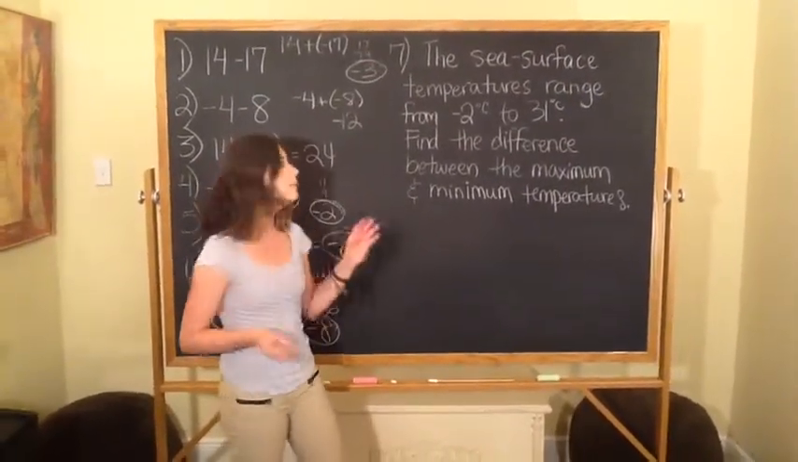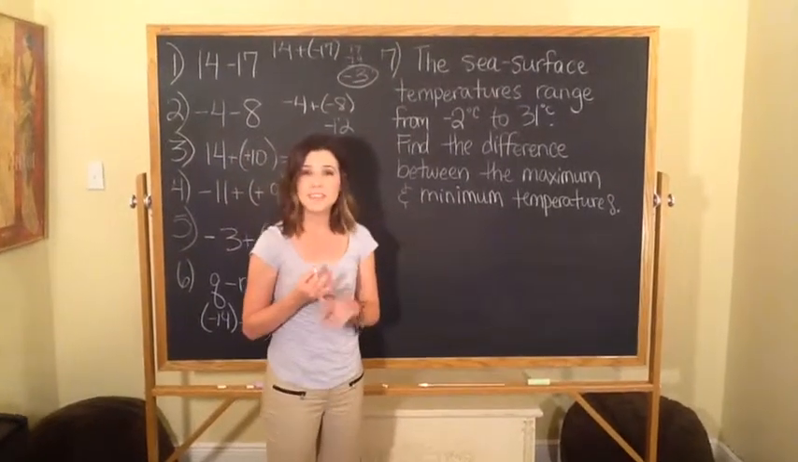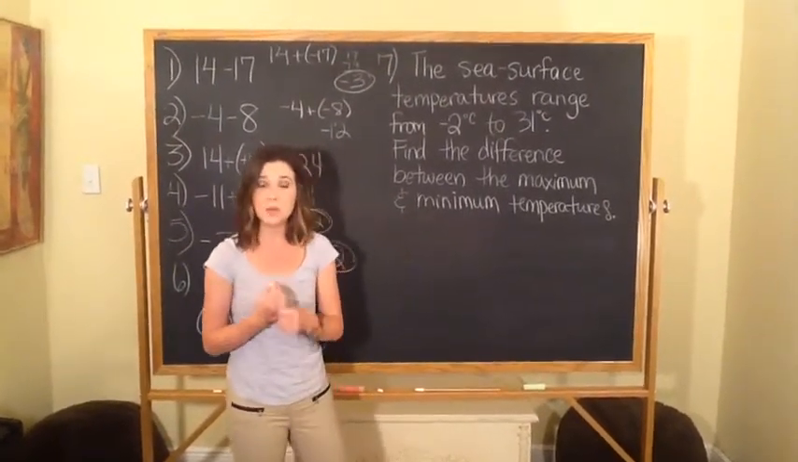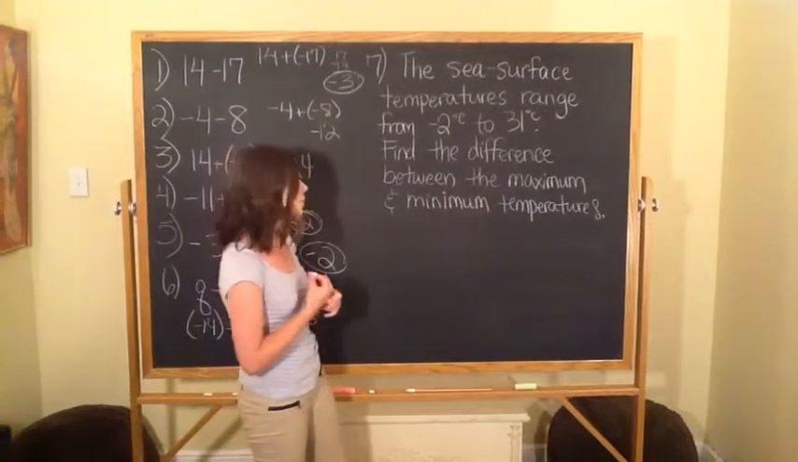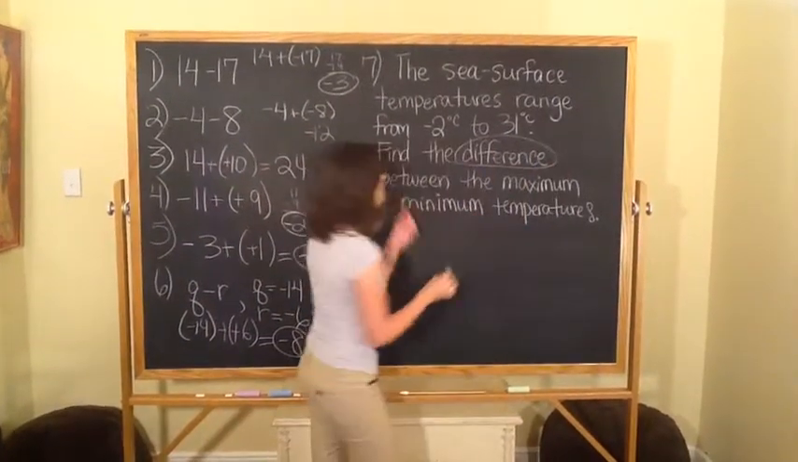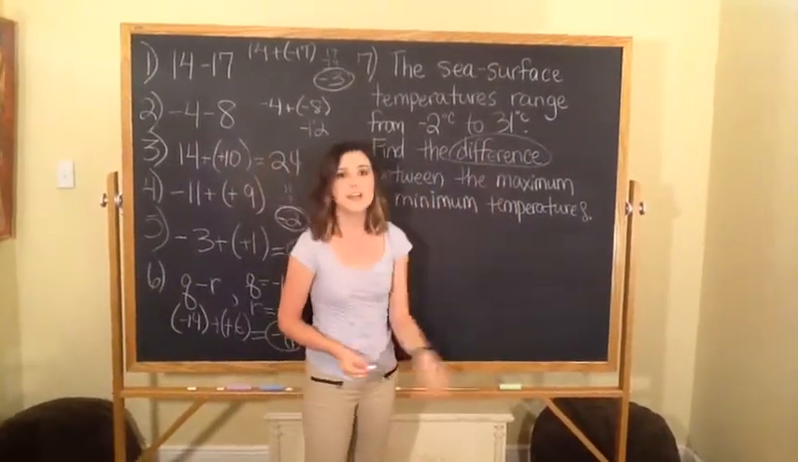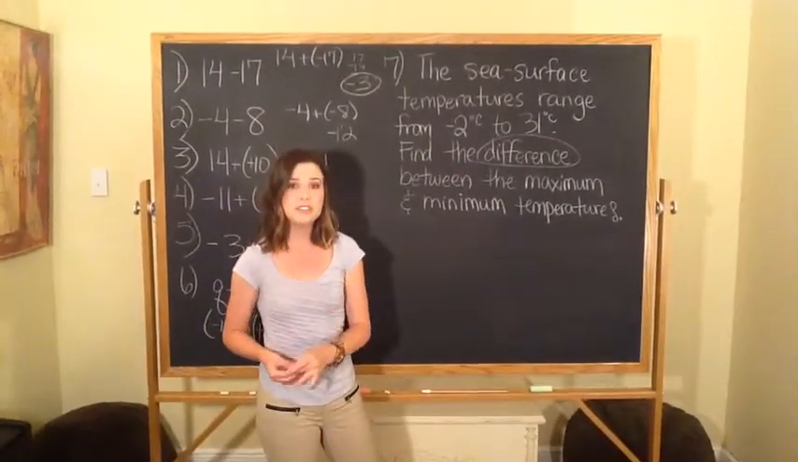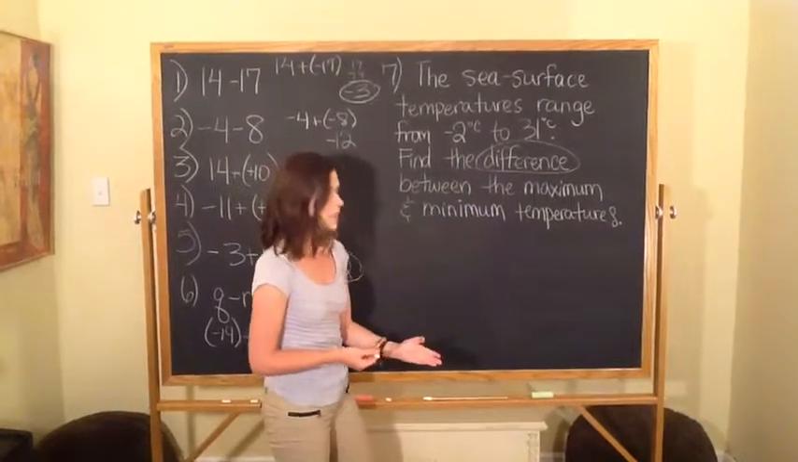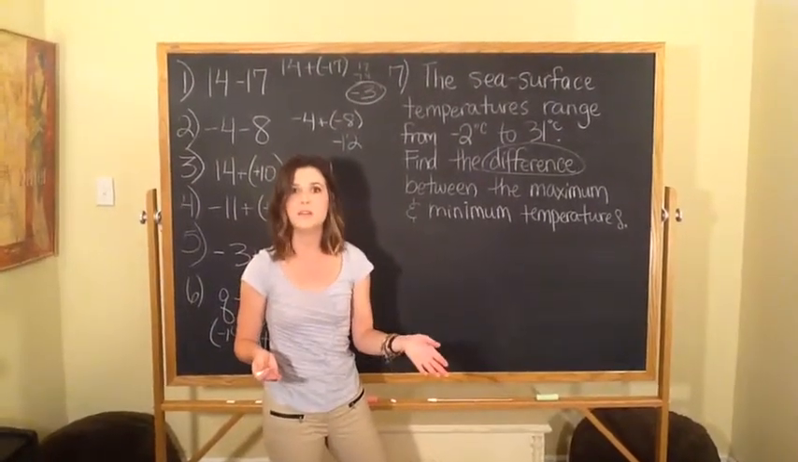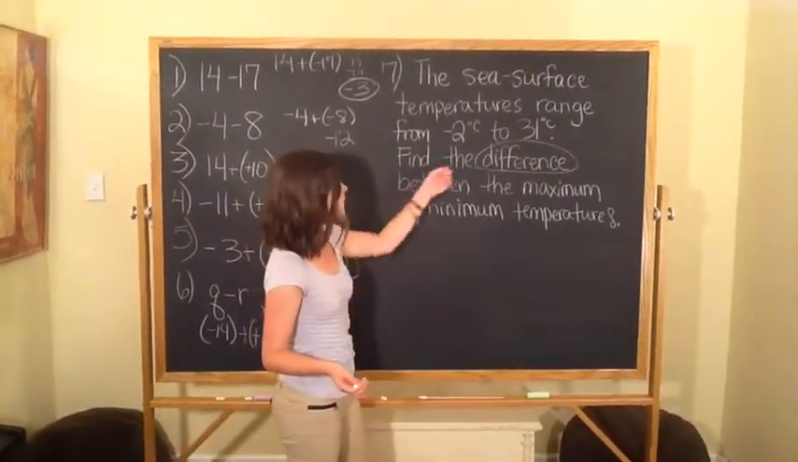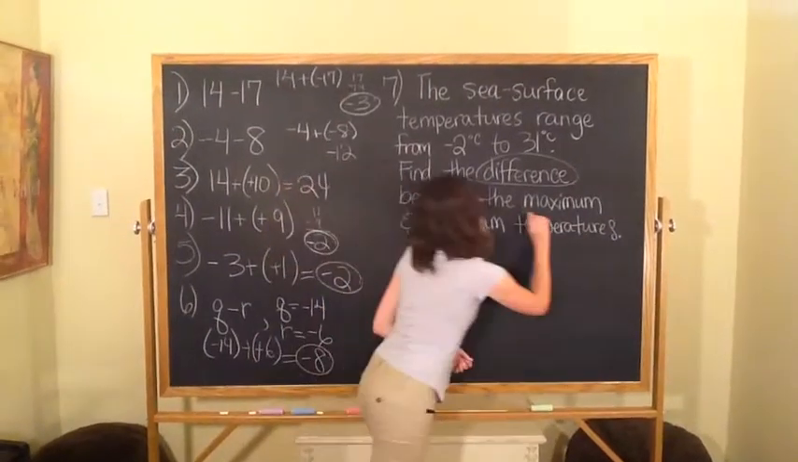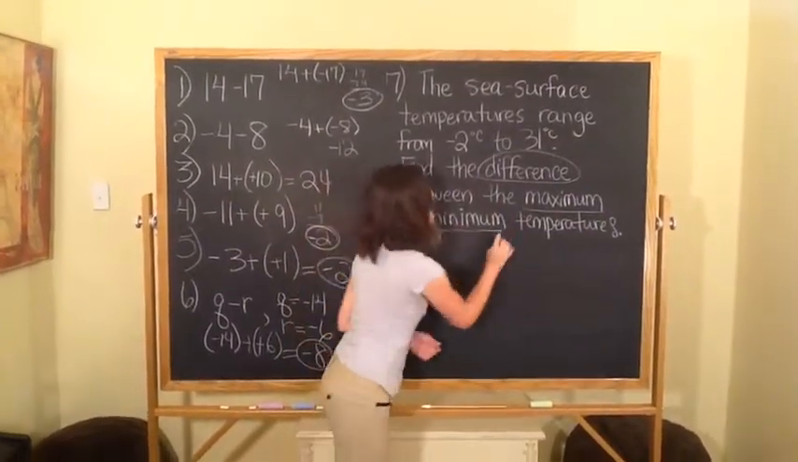Alright, so when I'm reading this word problem, one word stands out in particular to me because it's going to tell me what operation to do. I saw the word difference. So it says find what? Find the difference. Now, what is the difference? If you remember, the difference is the answer to a subtraction problem. So I'm going to be subtracting some kind of numbers. What numbers am I going to subtract? So find the difference between the maximum temperature and the minimum temperature.